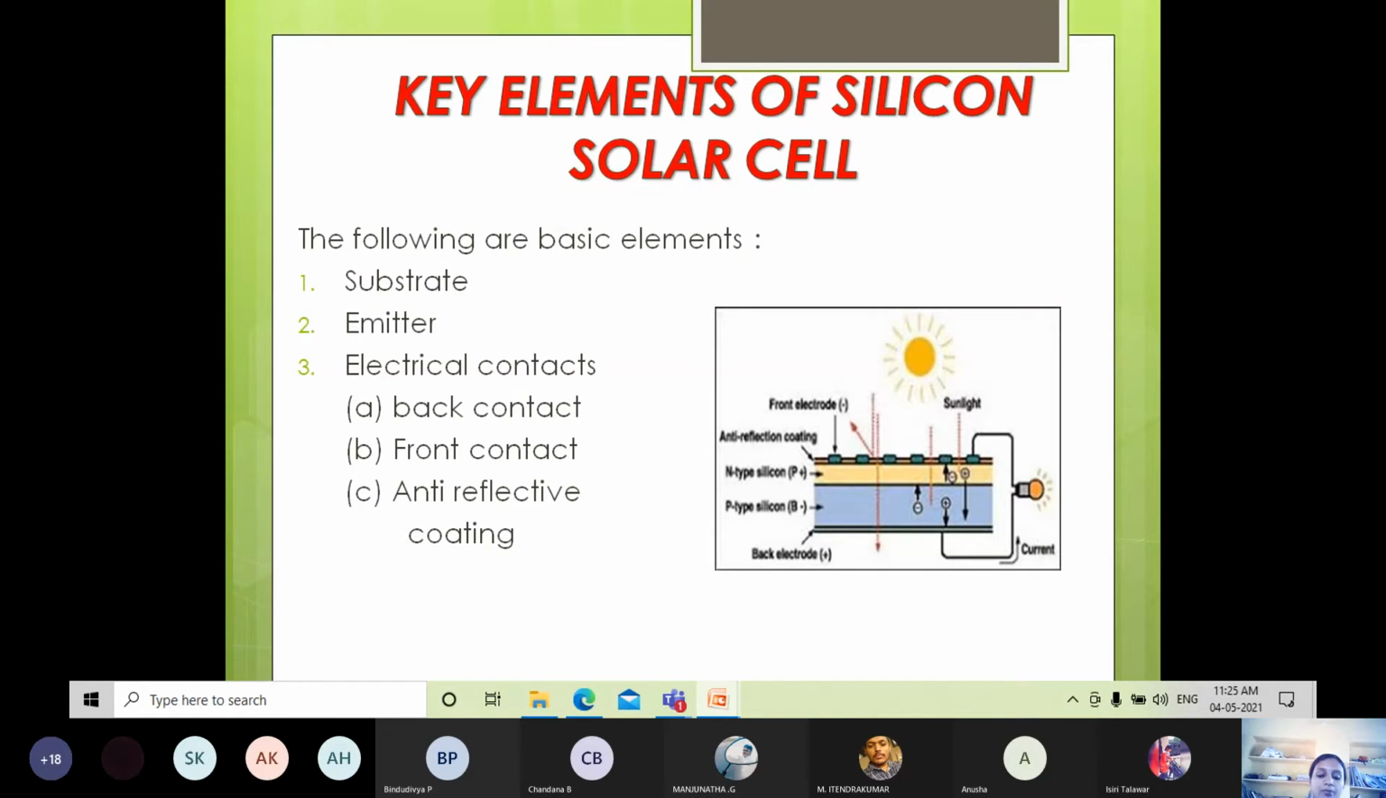Here the doping concentration will be on the order of 1 × 10^19 per centimeter cubed. The junction depth is in the range of 0.2 to 1 micrometer. This is commonly known as the N-region diffused layer. The emitter is nothing but the N-region diffused layer.